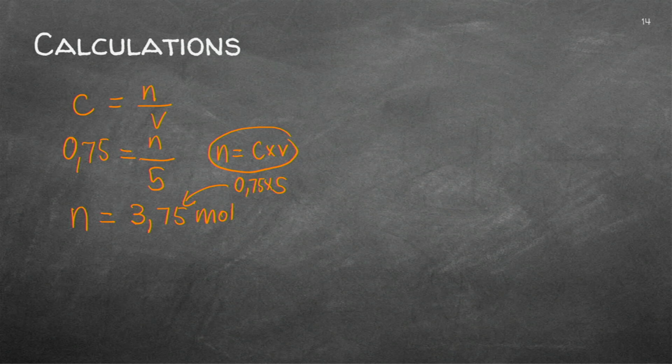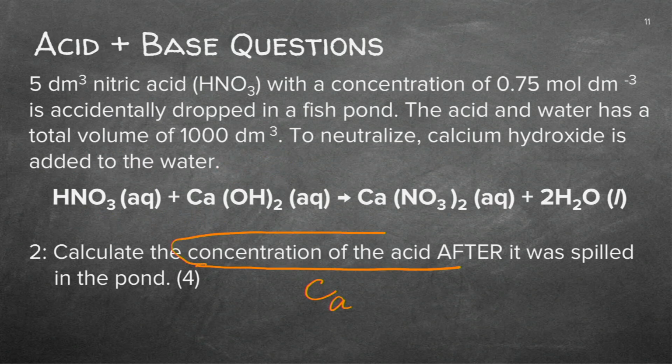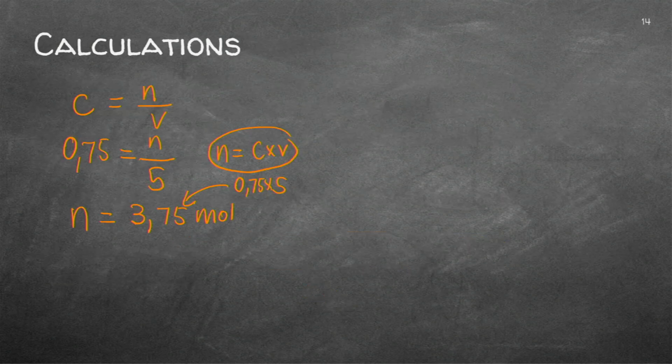What did they ask me to do? Calculate the concentration of the acid after it has been spilled in the pond. So now I'm adding 1,000 cubic decimeters to that. Remember, that was the water in the pond. So now I've got the same moles as I started with, because it's the same amount of acid. I've got the concentration that I started off with, and the concentration at the end. They want me to calculate this, so that's the question.